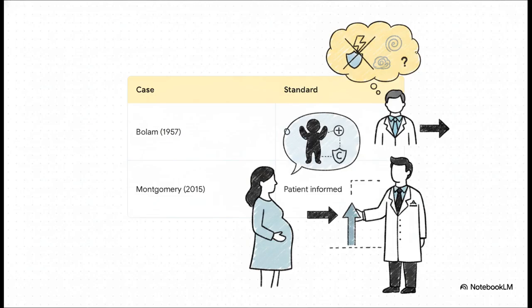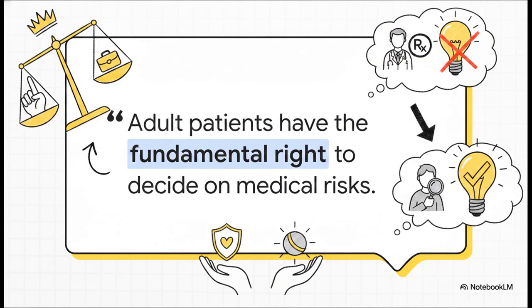The court completely upended the old standard here. Montgomery ruled that the Bolam test no longer applies to advice and consent. A doctor can no longer withhold information just because they think it's for the patient's own good. The Supreme Court essentially recognized that we no longer live in an era where patients are just passive, uninformed recipients of medical care. The Montgomery ruling powerfully establishes that adult patients of sound mind have the fundamental right to decide which medical risks they are willing to take.